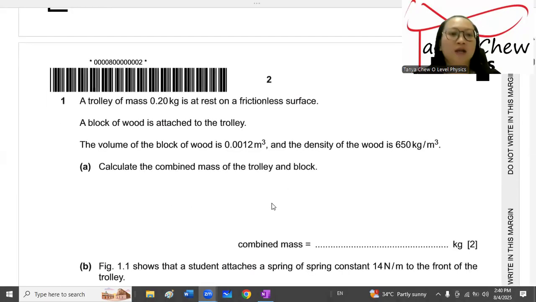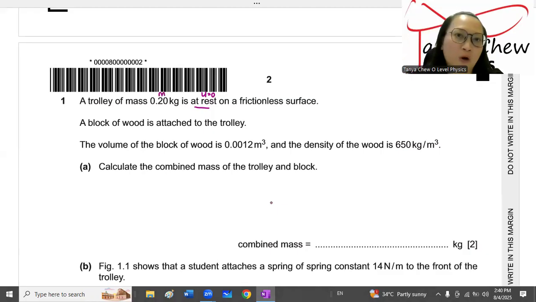A trolley of mass 0.2 kilogram is at rest. When I see the word at rest, the first thing I do is underline this word and write initial velocity or initial speed is equal to 0. It is easier for me to perform my calculation later, so you can use my technique as well. And when I look at this mass, I just put a symbol there.